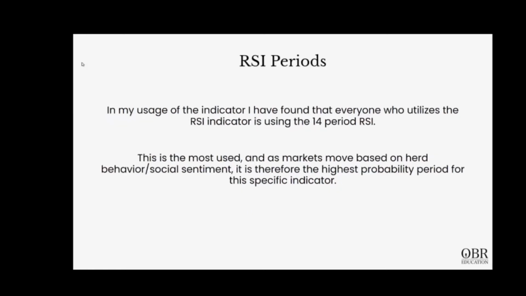So in my experience, the most popular RSI period is the 14-period RSI. Essentially what it means is that in the mathematical calculation that is the RSI, it takes all of the data from the last 14 periods. This is the most used, and as markets move based on herd behavior and social sentiment, it is therefore the highest probability period for this specific indicator.